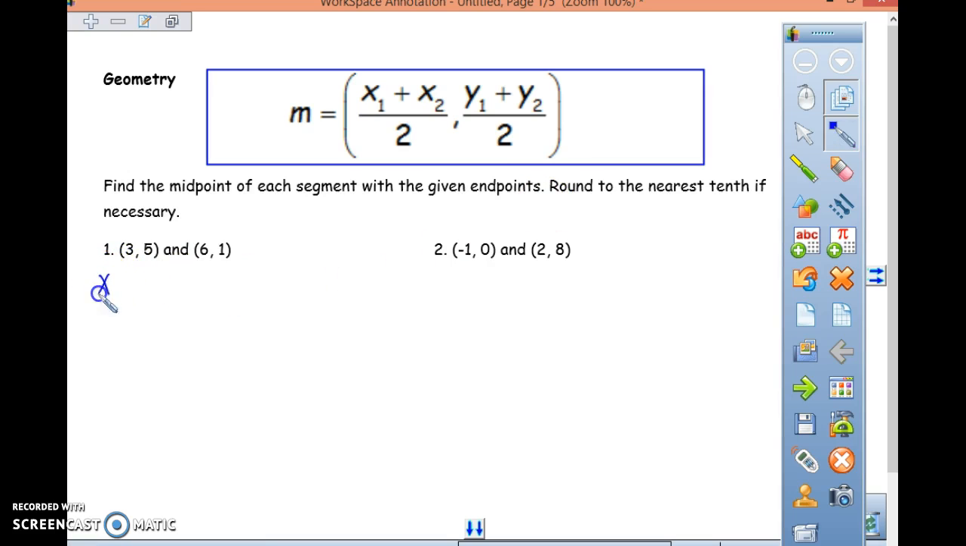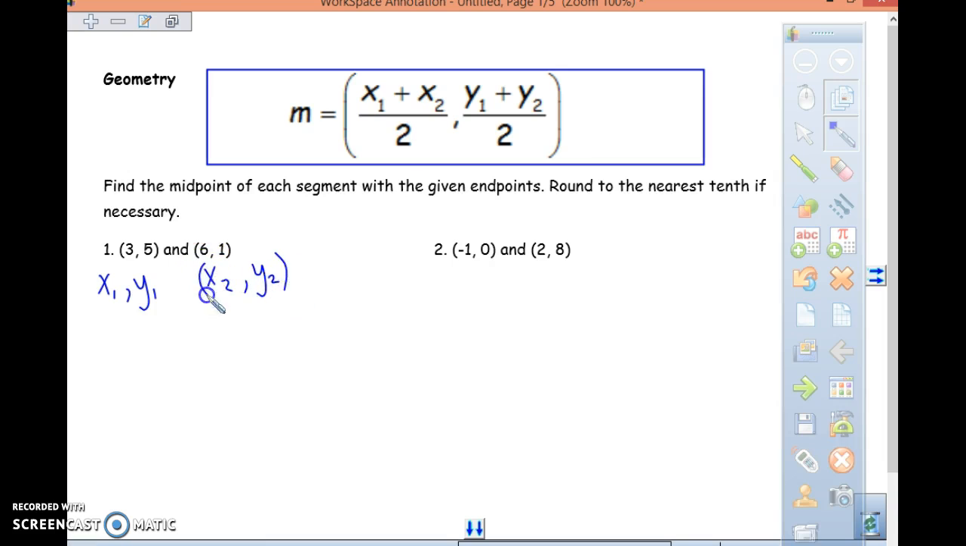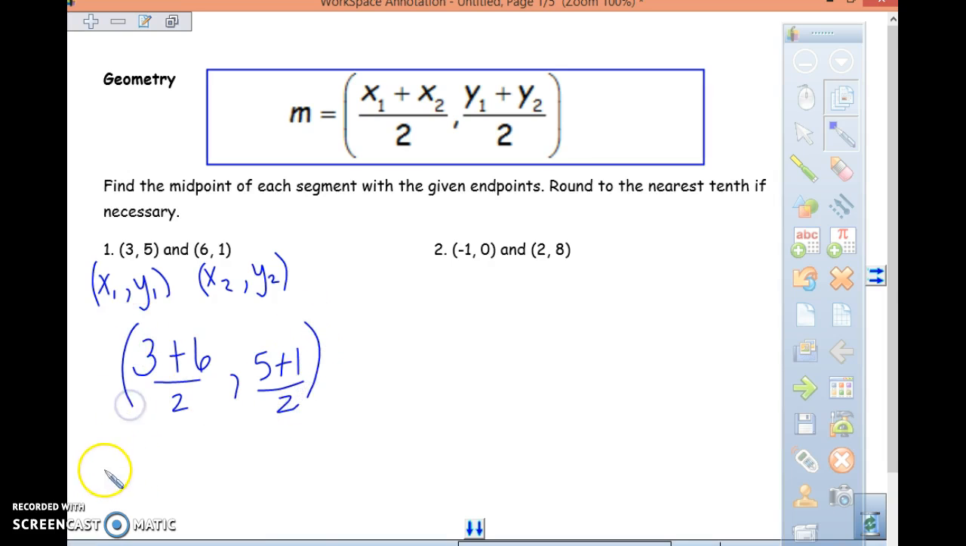So let's use this as our x sub 1, comma, our y sub 1. And this is our x sub 2, comma, y sub 2. So we have the first point and we have the second point. So we're going to take our first x value plus our second x value and divide it by 2. Then we're going to take our first y value, add our second y value, divide by 2. Simplify.